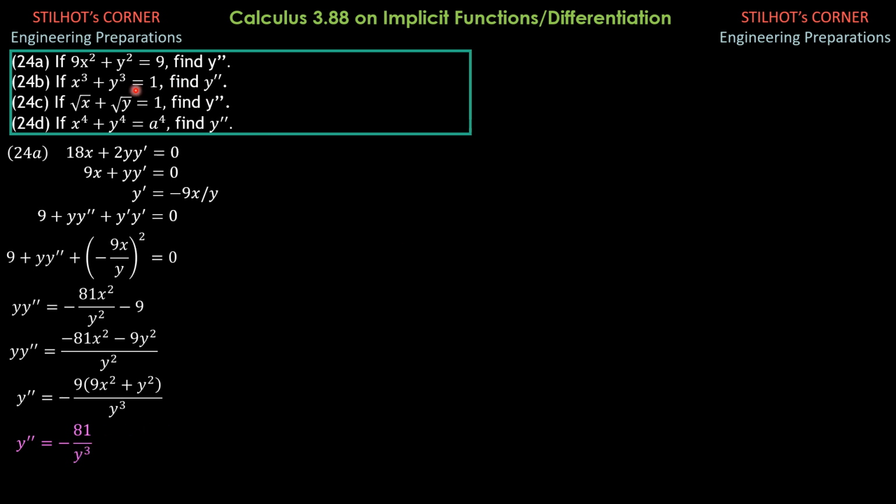For the second part, x cubed plus y cubed equals 1. So differentiating, we have 3x squared plus 3y squared y prime equals 0. Dividing everything by 3, x squared plus y squared y prime equals 0. So that means y prime is equal to negative x squared over y squared.